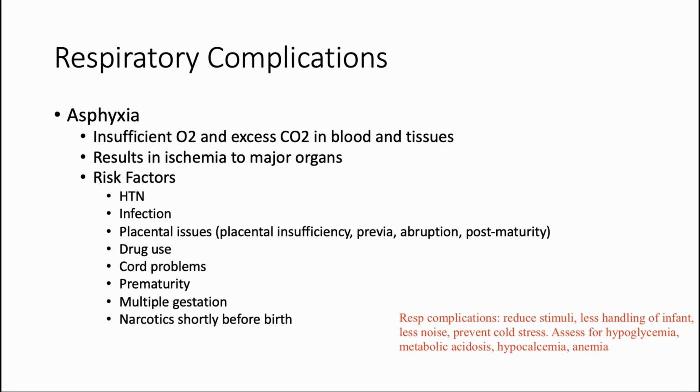All of these things put a baby at risk, really more from mom. If mom has any hypertensive conditions that we're going to talk about at some point, placental issues, or an infection, like chorioamnionitis and now the baby has an infection as well. Also drug use, umbilical cord problems, preterm babies. If we gave narcotics shortly before birth, we spoke about how that can depress their respiratory system.